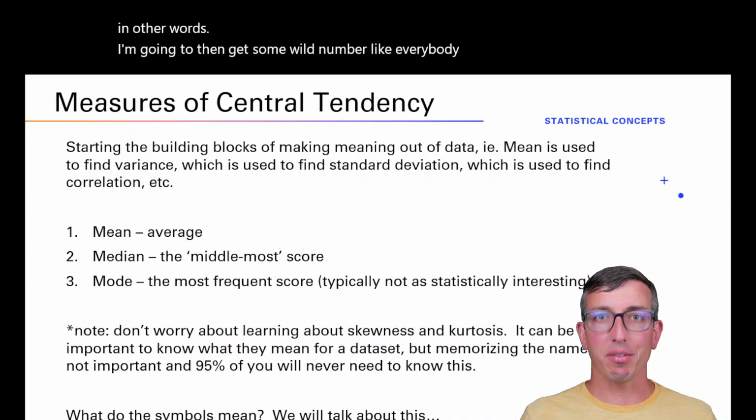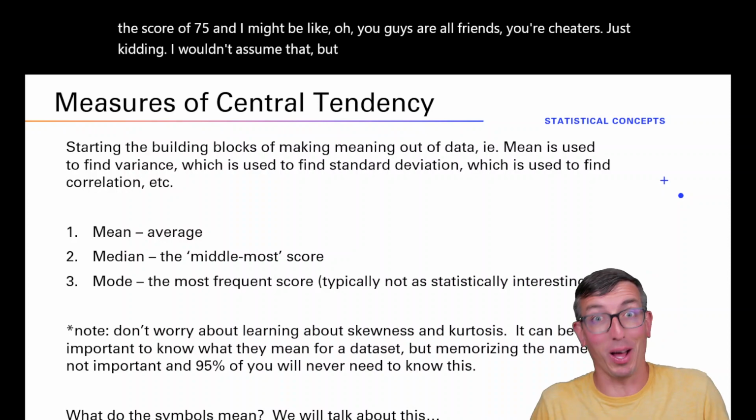The mode, we're not going to go into that one either, but the most frequent score, if I were really just doing some basics, understanding descriptive statistics, I might want to know why 15 people in my 30-person class got the score of 75, and I might be like, oh, you guys are all friends. You're cheaters. Just kidding. I wouldn't assume that. But it might give me good, valuable information as to why that number is coming up so frequently, right? So there are circumstances in which it might be valuable and useful, but we're going to put it aside for now because the mean is really what's going to be the most important.